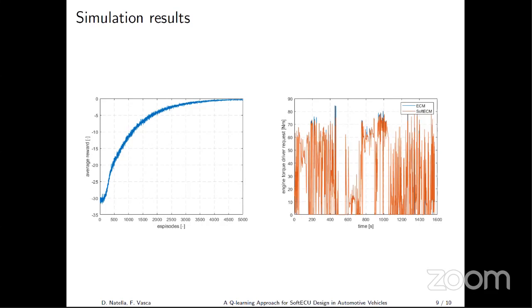The result shows a good matching of the soft ECU torque request with that of the real ECU. In particular, the soft ECU does not assume the same value as the ECU for torque request when the ECU mode changed due to a major variation of the shape of the driving cycle. Obviously, that one is not a standard driving cycle for who is an expert in the automotive field. It's not WLTP or NEDC, but it is a real driving cycle.